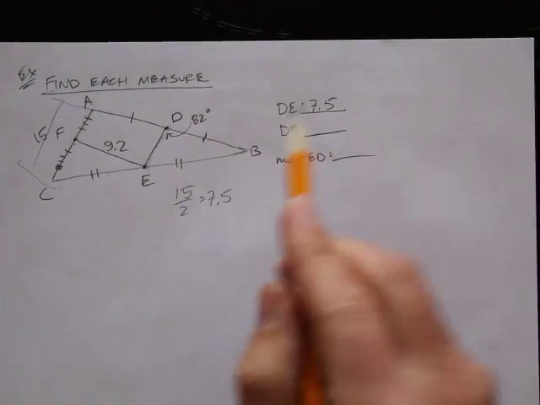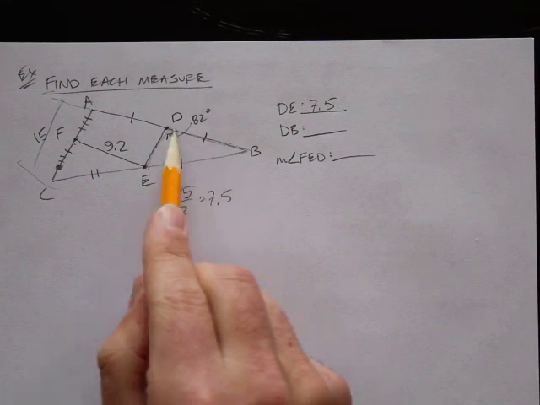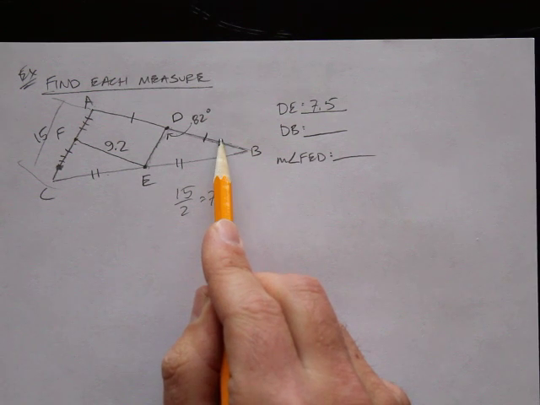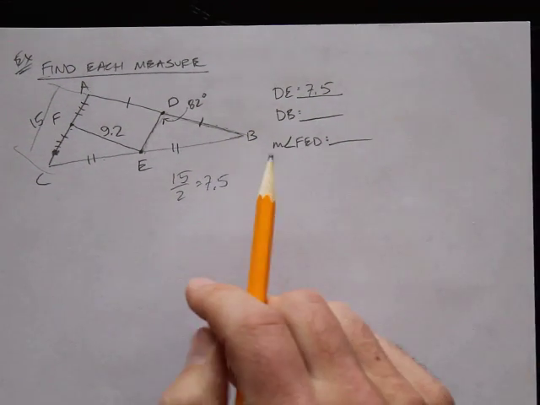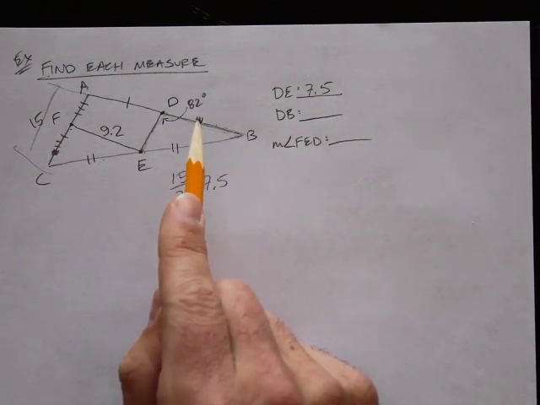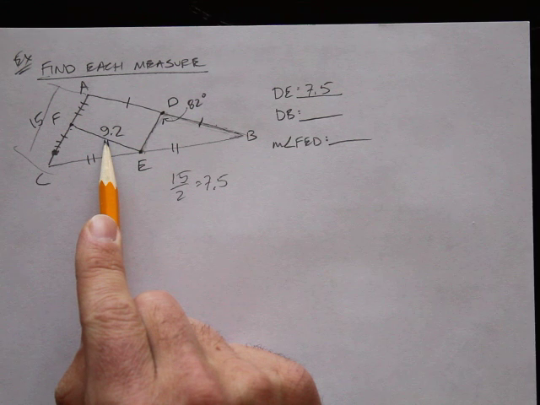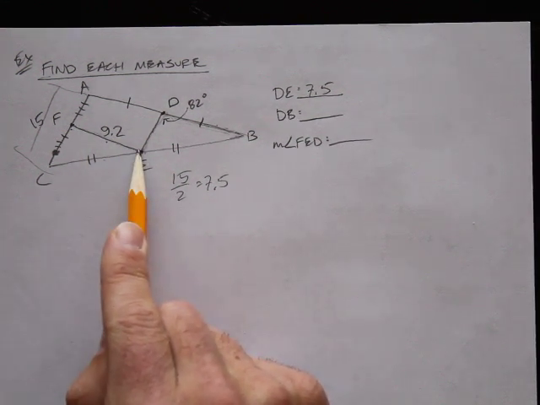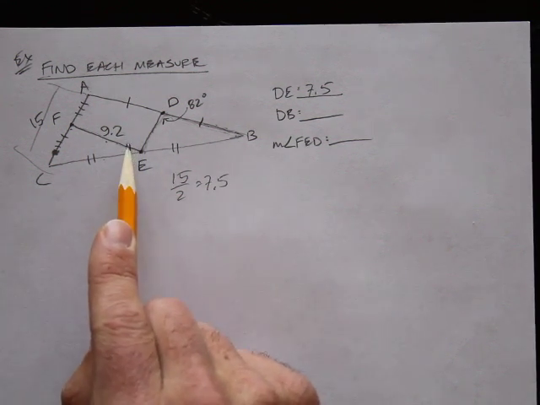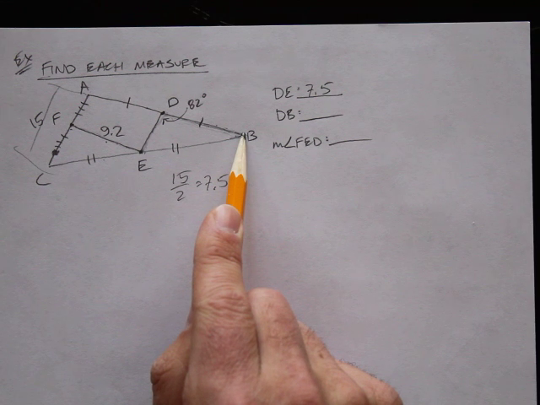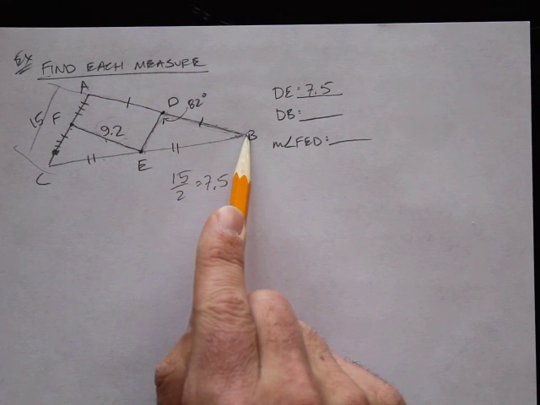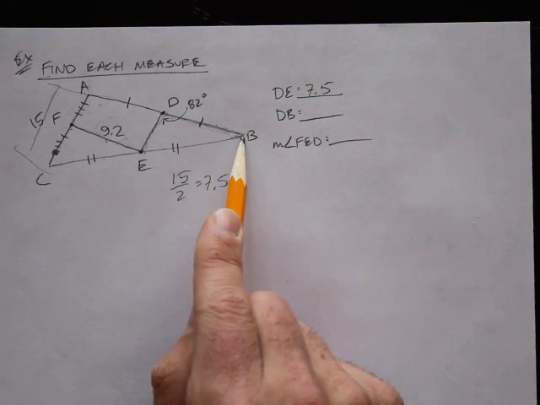Now let's find DB. Okay, here's DB right here. All right, so how are we going to find out what DB is? We've got to think about this for a minute. I want to know what this length is. Now, I have this piece of information right here. This is the mid-segment that is parallel to this side. This mid-segment is also half of this side. So if I were to multiply 9.2 by 2, I would get AB. So that would be 18.4.